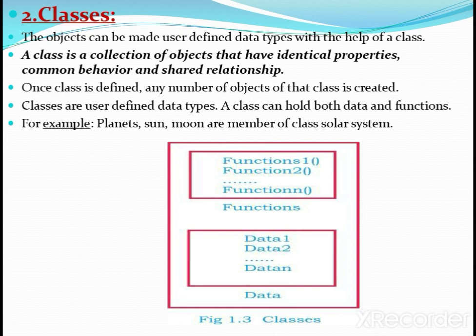For example, planets, sun, moon. These are members of class solar system. Consider solar system as a class name and planets, sun, moon are members of class solar system. Okay.